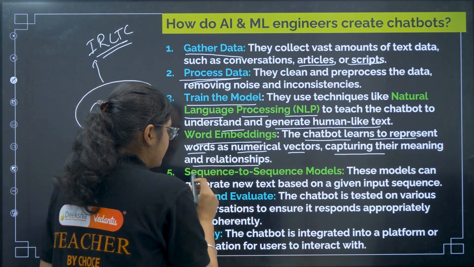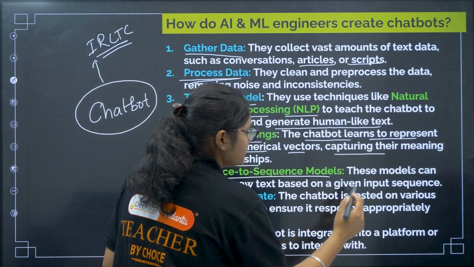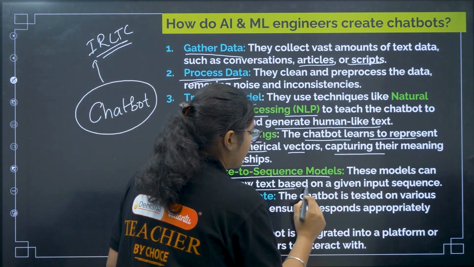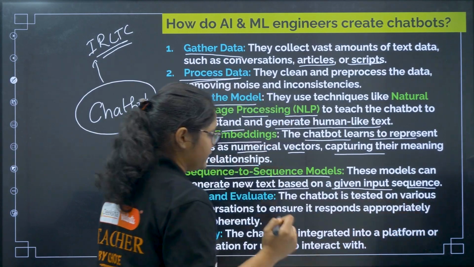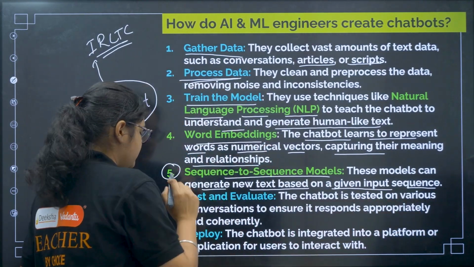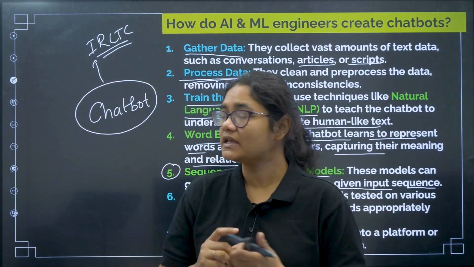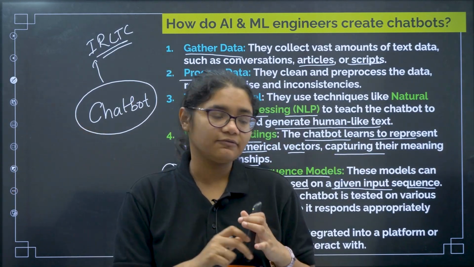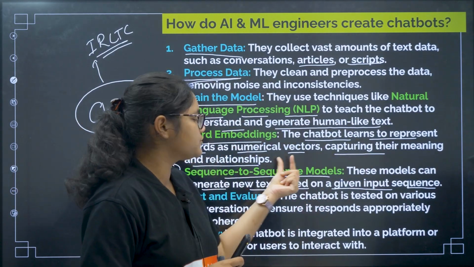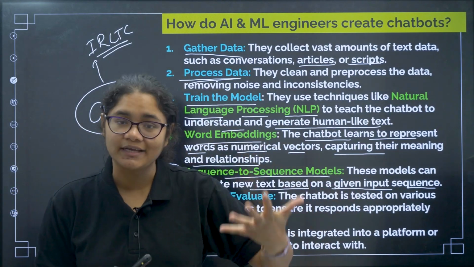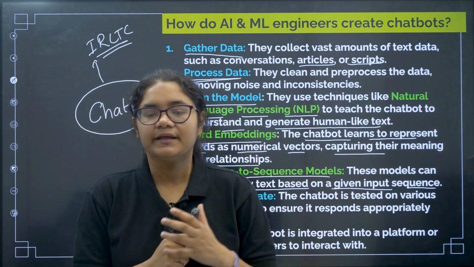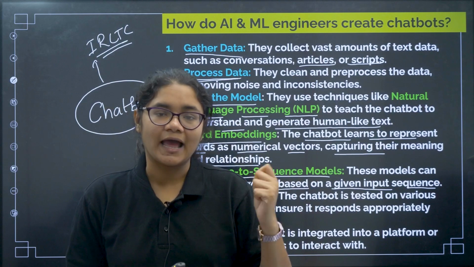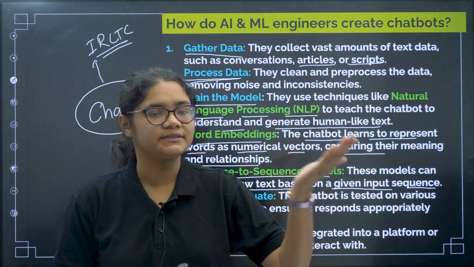Next, there can be other training also, like sequence to sequence models. These models can generate new text based on the given input sequence. So this is another type of training. Suppose some fixed answers have been given to this chatbot, but if you train a chatbot as a sequence to sequence model, it can also generate its own answers.